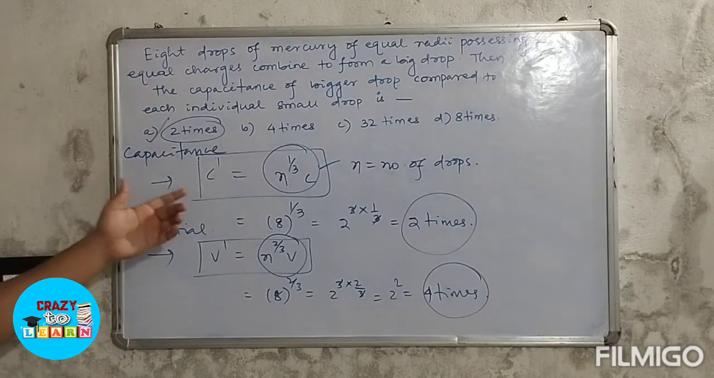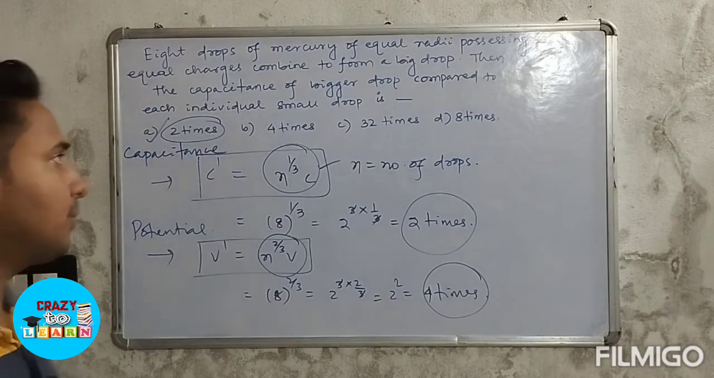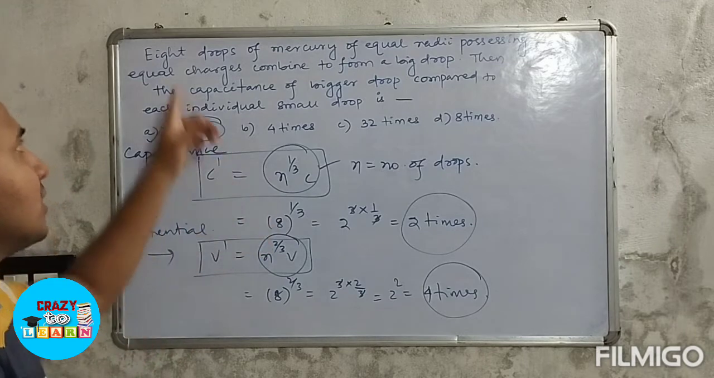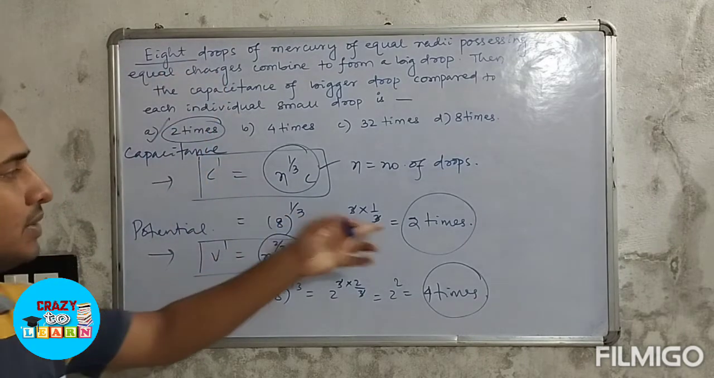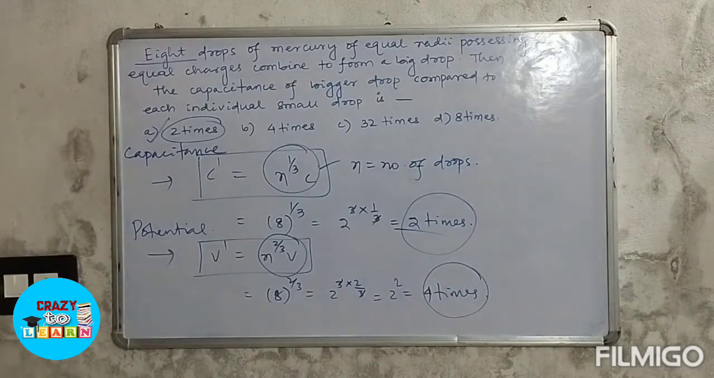But for capacitance it is n power 1 by 3. That means it will be 2 times. As here 8 drops are given to you, so 8 power 1 by 3 means it is 2 times. Okay, clear?